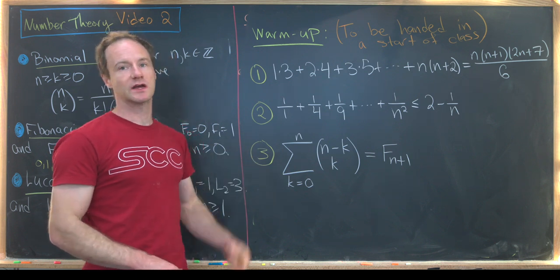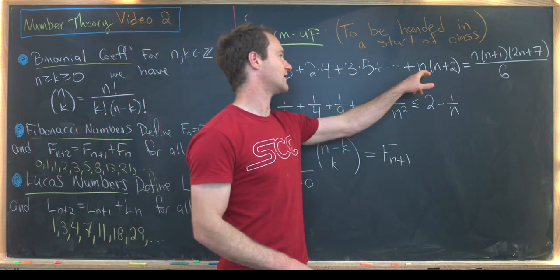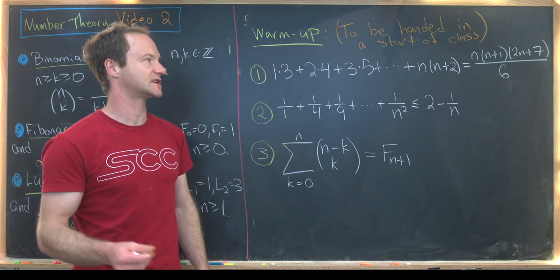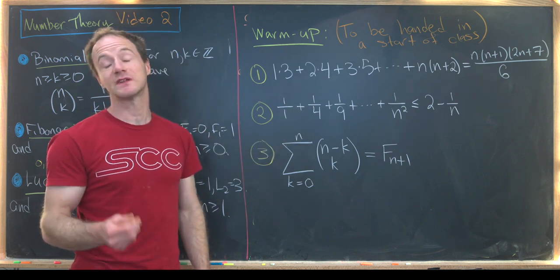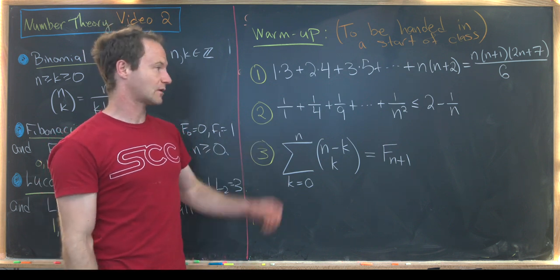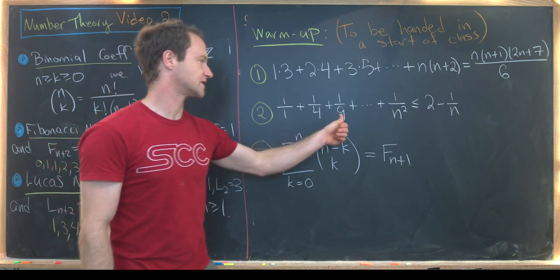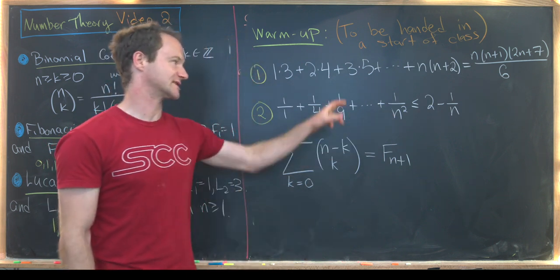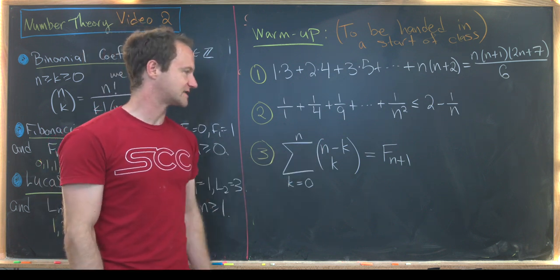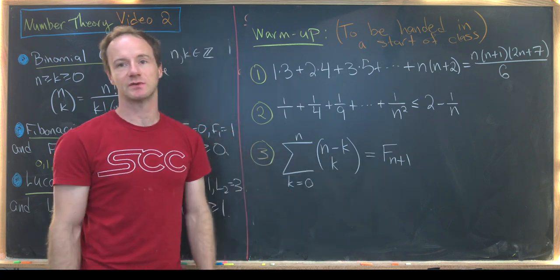Okay, so let's look at them. We've got 1 times 3 plus 2 times 4 plus 3 times 5 all the way up to n times n plus 2 is equal to n times n plus 1 times 2n plus 7 over 6. So that's the first one to do. The second one is this nice inequality. 1 plus 1/4 plus 1/9 up to 1 over n squared is less than or equal to 2 minus 1 over n. And then finally, this nice sum involving binomial coefficients and Fibonacci numbers.